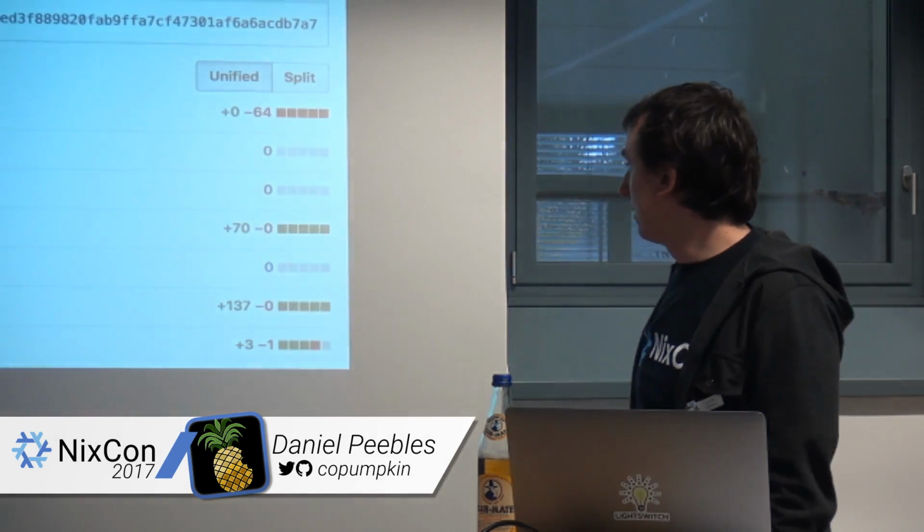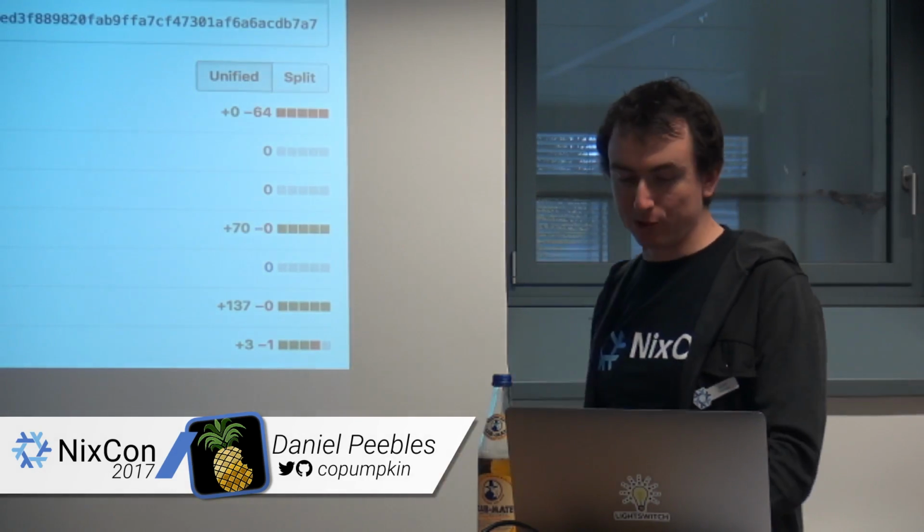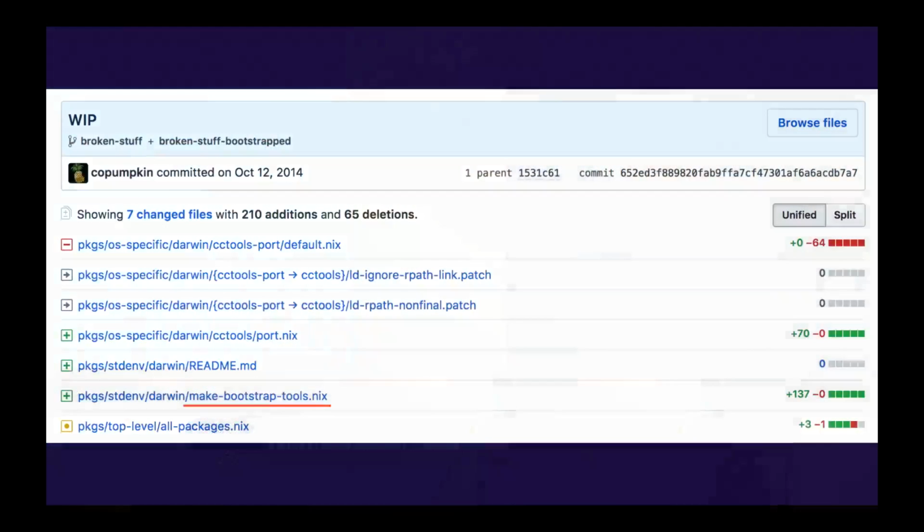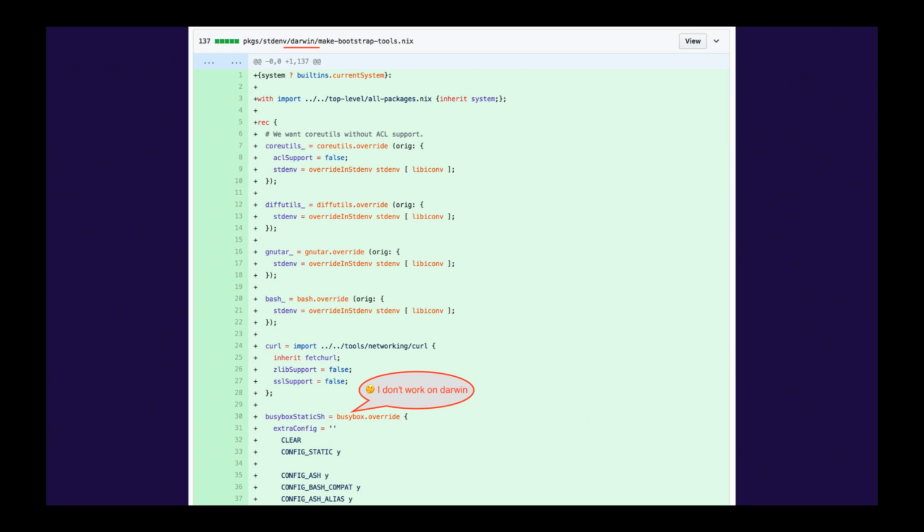Okay, so make bootstrap tools. I was clueless. I copied effectively the Linux make bootstrap tools, which indicates that this basically didn't work when I first committed it. You can see there's Darwin up there, but I actually refer to BusyBox down at the bottom, which doesn't work at all on Darwin. So this just would have failed. But it was a start.